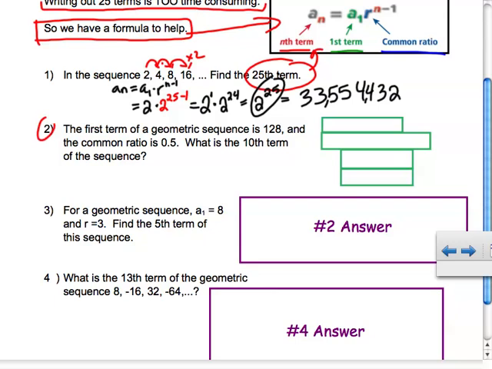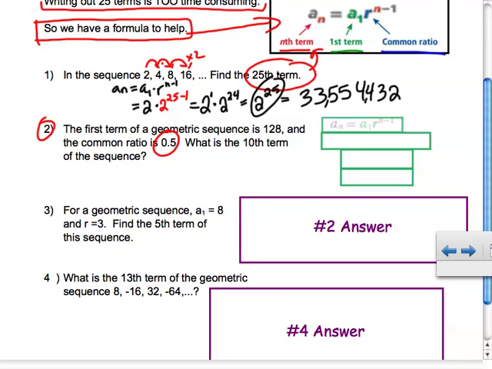Number 2. The first term of a geometric sequence is 128, and the common ratio is 0.5. Basically, each term of your sequence is being cut in half. It's going down by a division of 2 or a multiplication of a half. So it's getting half as big each time. What is the 10th term of the sequence?